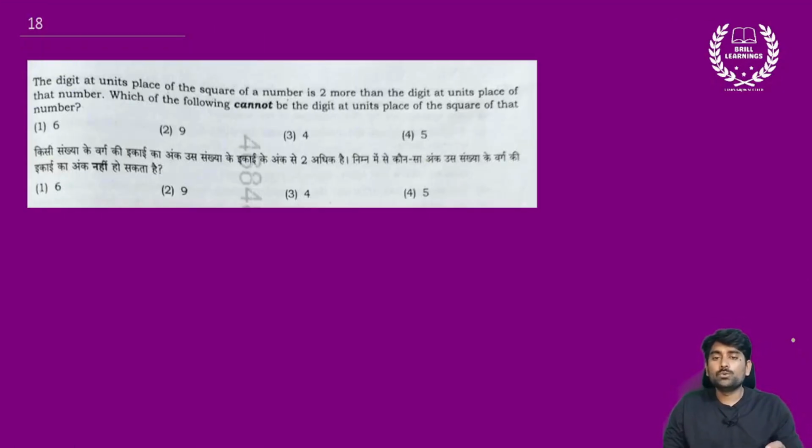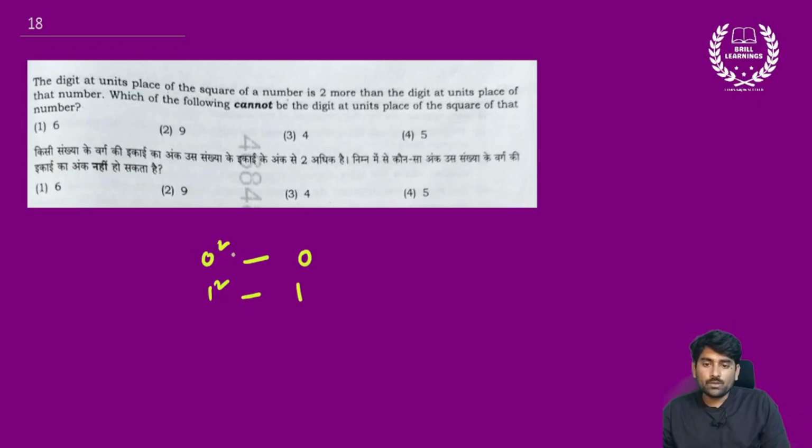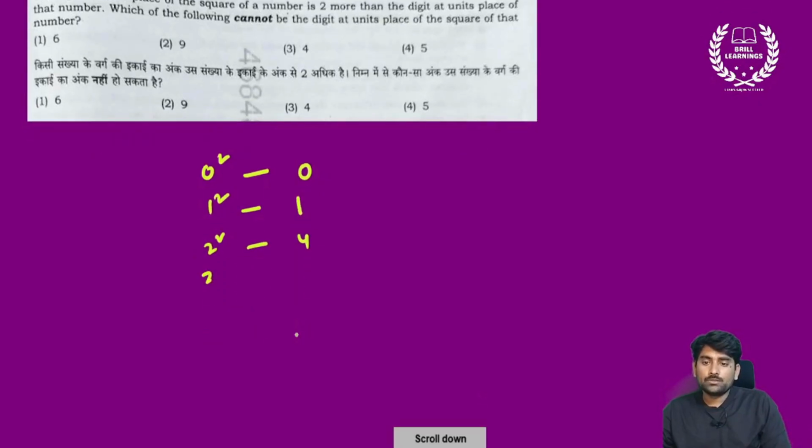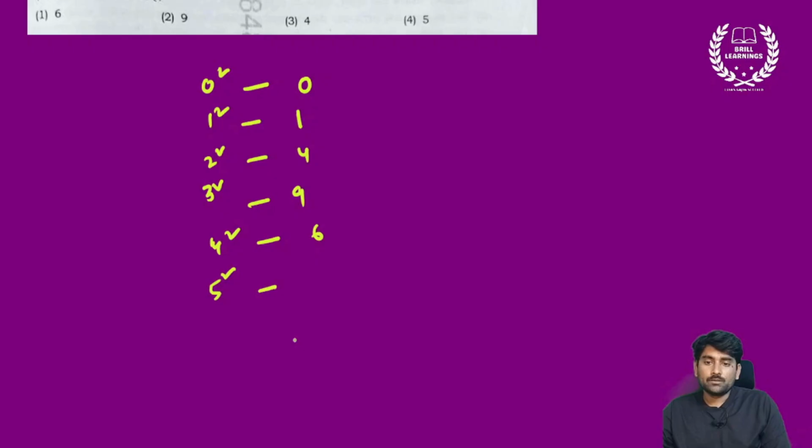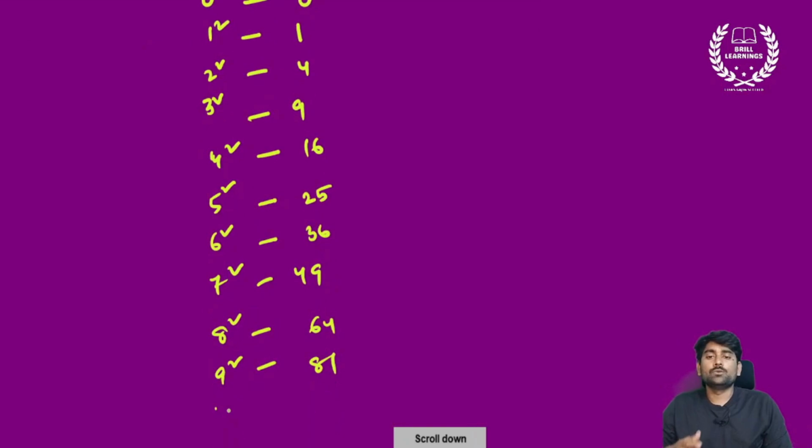Let's move on to the next question. The digit at the unit place of the square of a number is 2 more than the digit at the unit place of that number. Okay. So first I will write here the squares of unit digits. 0 squared is 0 only. 1 square 1, 2 square 4, 3 square 9, 4 square 6, 5 square 25, 6 square 36, 7 square 49, 8 square 64, 9 square 81, 10 square means again 0. So it is repeating from here.